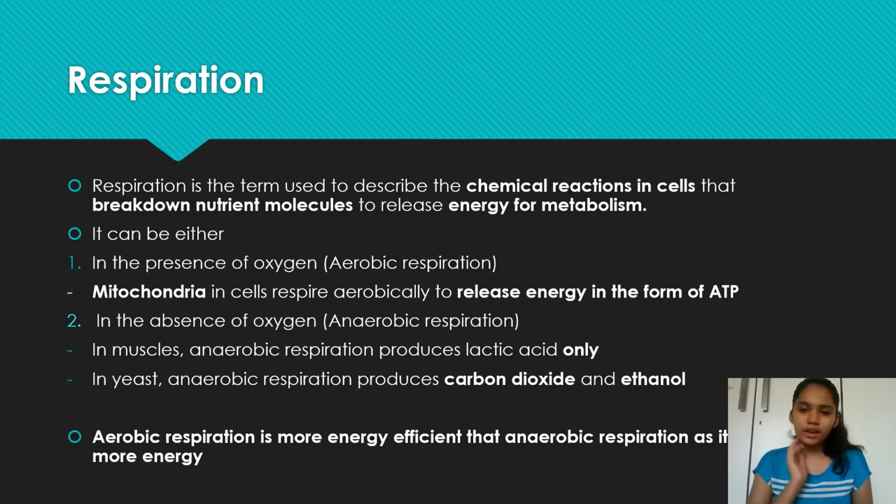Okay, so when I said the equation glucose plus oxygen gives carbon dioxide plus water, that is aerobic respiration. So aerobic respiration is in the presence of oxygen and it usually happens in body cells, like it happens in mitochondria. Mitochondria are small oval shaped cells, slipper shaped cells that respire aerobically and produce energy in the form of ATP. You do not need to know the full form of ATP, so don't worry. If you mention it, you get a mark.